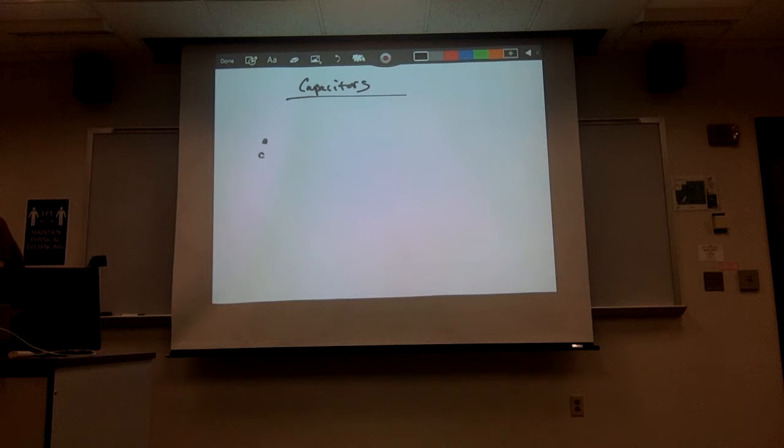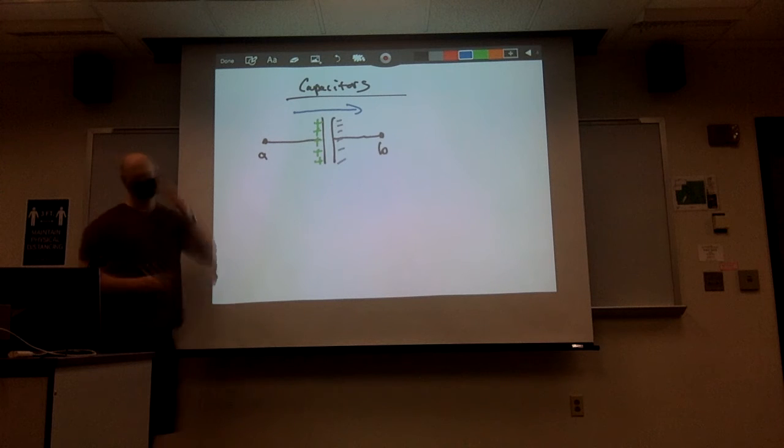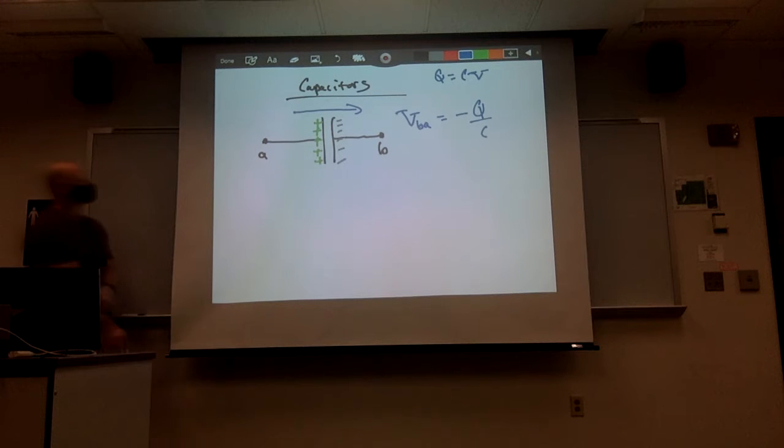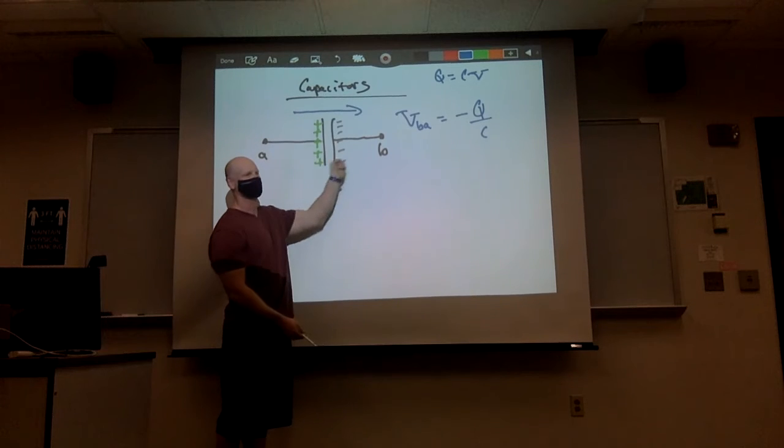For capacitors, again, I have A here. I then have my parallel plate capacitor, or whatever the capacitor is, and point B. Let's say this is our positively charged plate, and this then is our negatively charged plate. If I go across the capacitor from the positive charge to the negative charge, then I have to drop potential. So my potential at B minus potential at A has to be equal to negative Q divided by C, because remember, Q is equal to C times V. So my change of potential is going to decrease going from the positive side to the negative side.